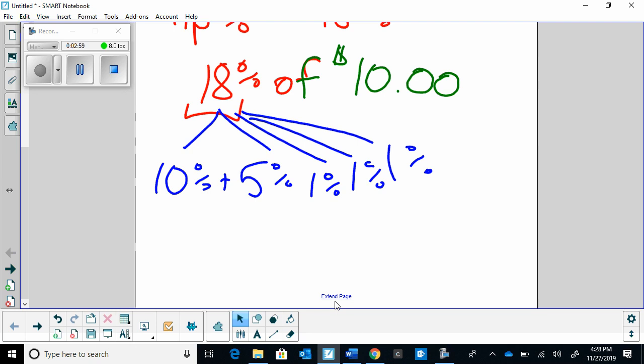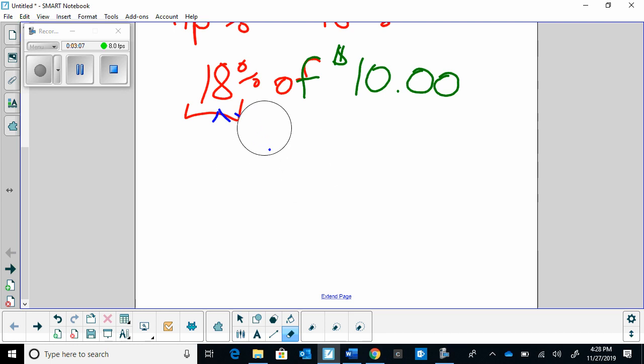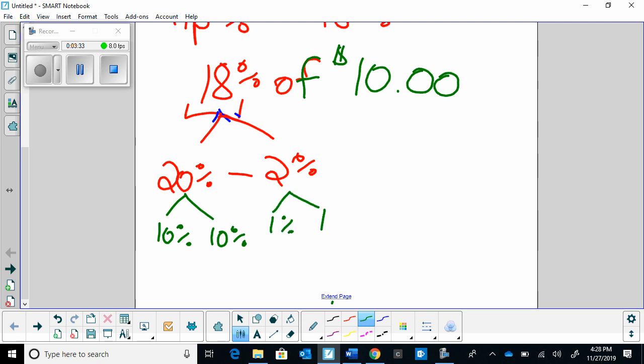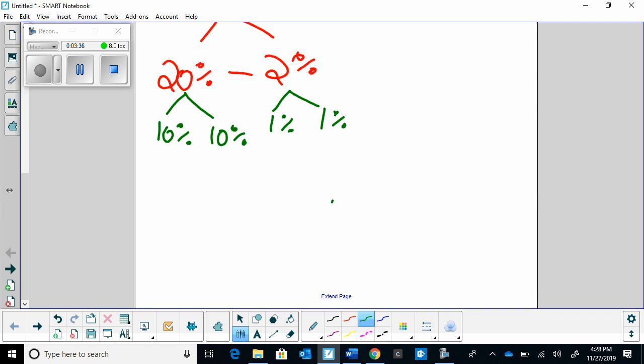Another way that I could do it is figure out, well, if I can calculate 10%, then maybe I can calculate 20%. And if I have 20%, then all I have to do is take away that 1% from each one. So let's say this is 20% minus 2%. 20 minus 2 is going to give me 18. This is a little bit different than what we did in class, or what some people might have done. Well, we know 20% is 10% and 10%. We know 2% is 1% and 1%. We're splitting them up into percentages that we know how to calculate.